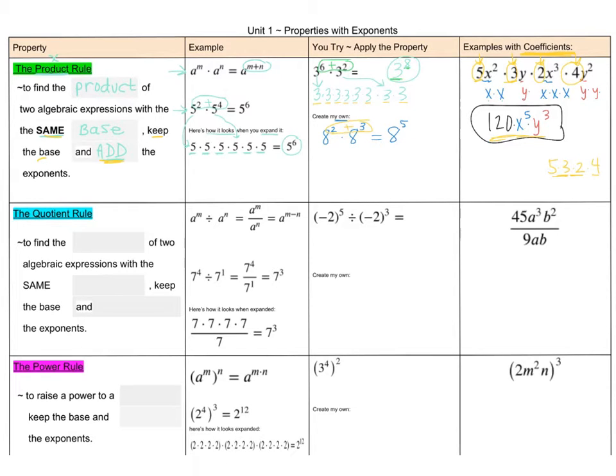Okay, welcome back to your property with exponents chart. You should have the product rule already completed, so be sure you have all of those notes and the fill-in words there in the definition. We're going to move on to the quotient rule.